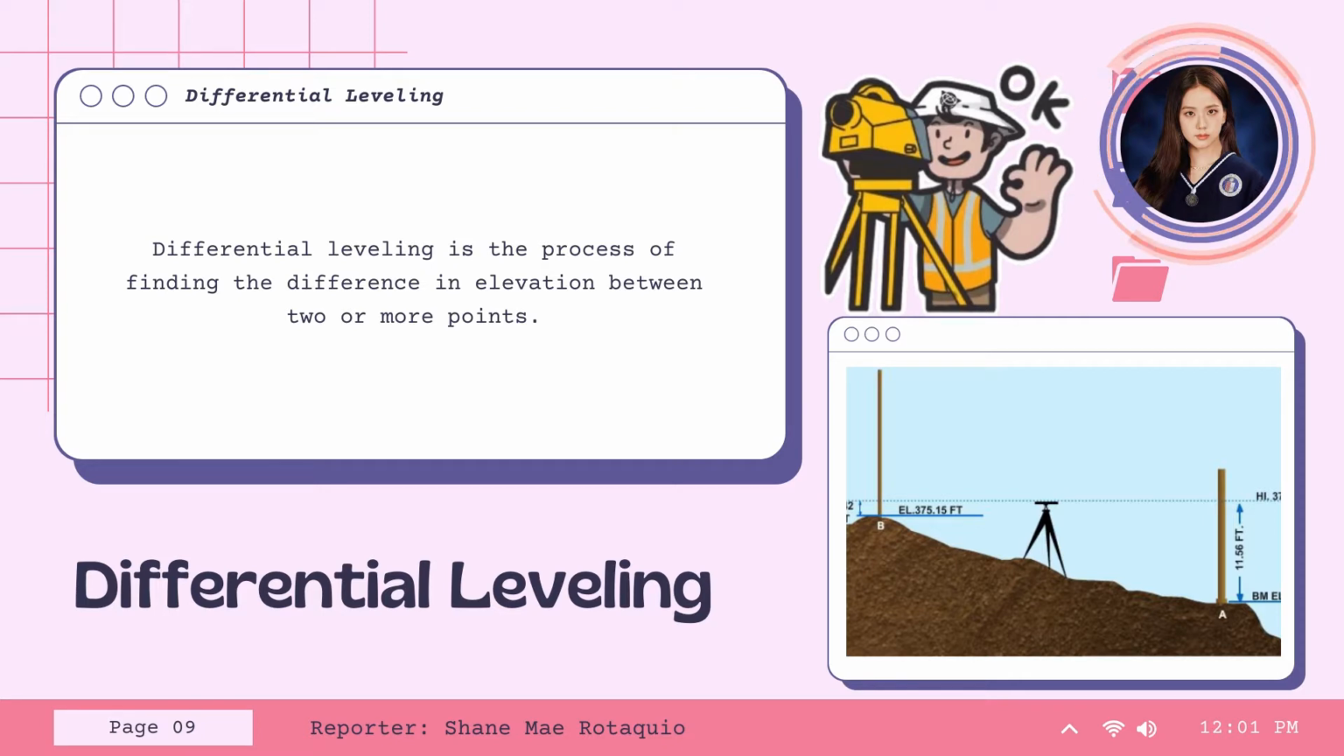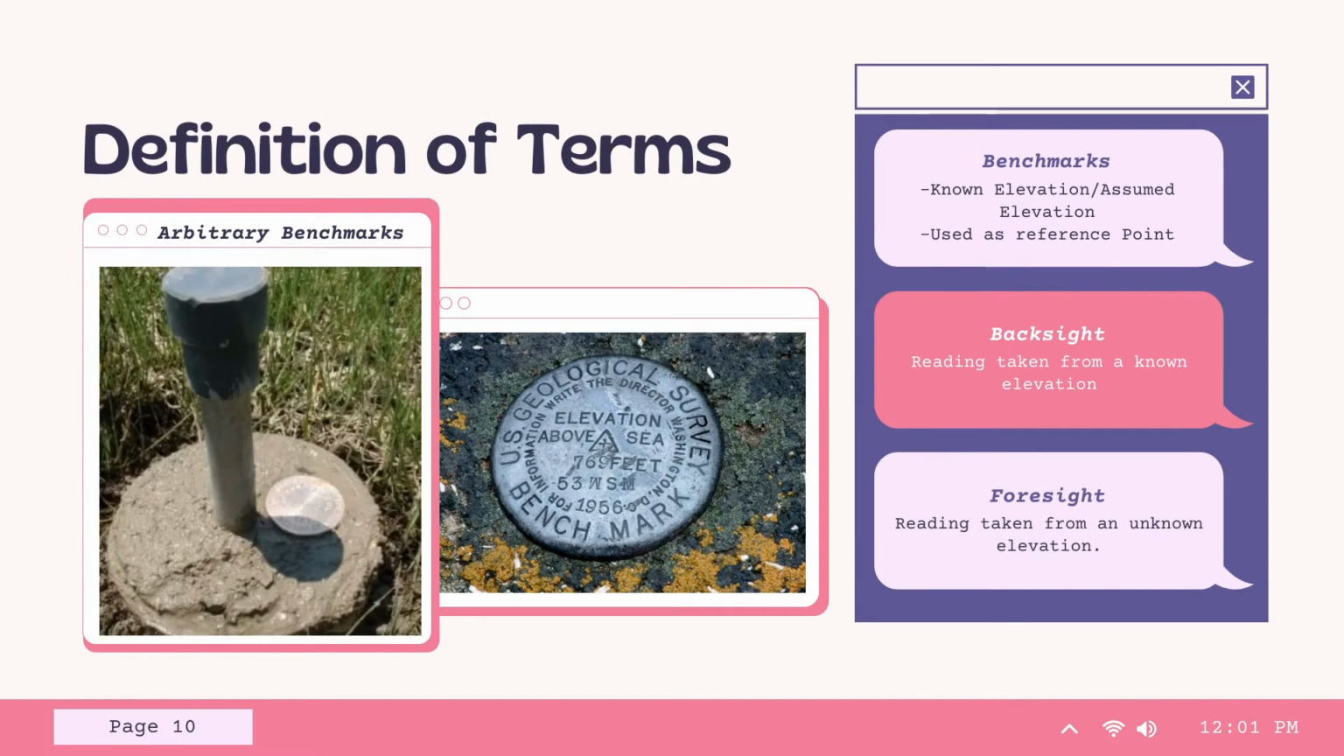And also there are some instances that the elevation in a specific point is higher than the height of the instrument, so it could block the line of sight of the instrument. That is why we make use of differential leveling. So differential leveling requires the use of a surveyor's level or an optical level together with graduated measuring rods. So before learning about the different steps and process of differential leveling, let us familiarize ourselves first with the terms that are used in this topic.